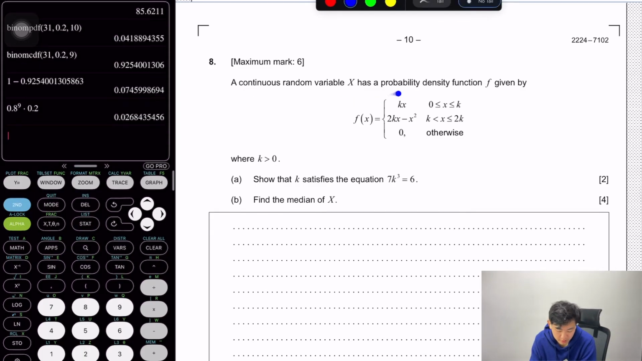Continuous variable x has a probability density. Show that k satisfies the equation 7k cubed equals 6. Now this is a 2-point question, which is pretty straightforward. A probability density, what does it mean? It means the area under the density, added up, should equal 100%. That means exactly equal to 1, right?